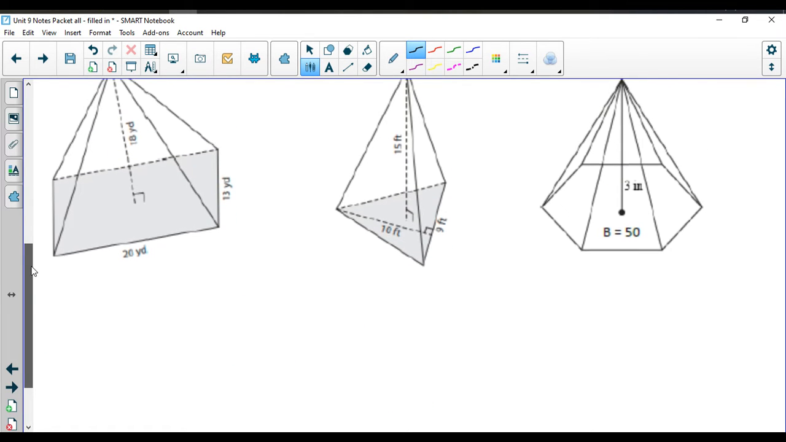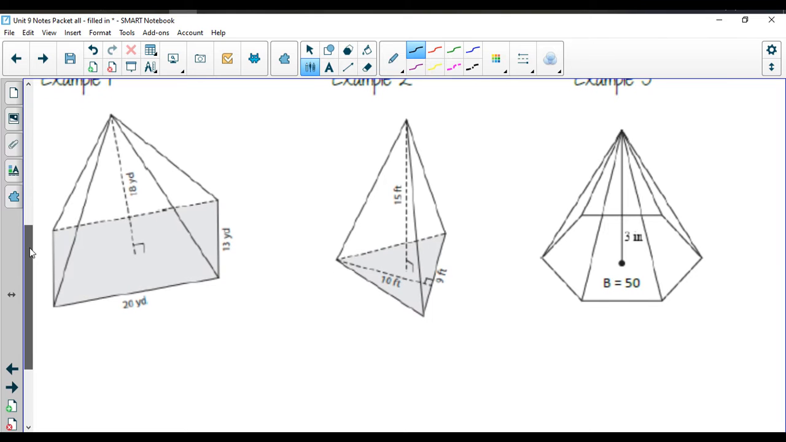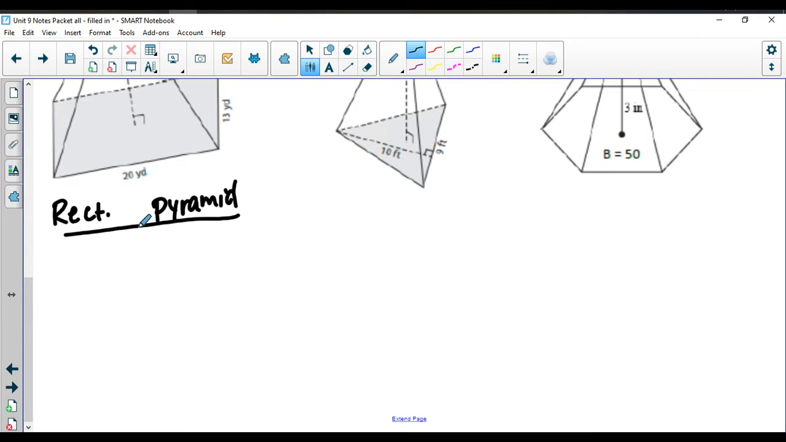Looking at this first one, we have to assume in example 1, there's nothing else telling us. It's either some sort of parallelogram for the base or a rectangle. So we'll just go ahead and call it a rectangular pyramid. So what I'm going to have you do here is actually draw a line underneath that name and then split it. For the rectangular part, this is our base. So we're just going to find the length times the width to calculate the area of it. So we're going to do 20 times 13. That's going to give us 260 for our B value.